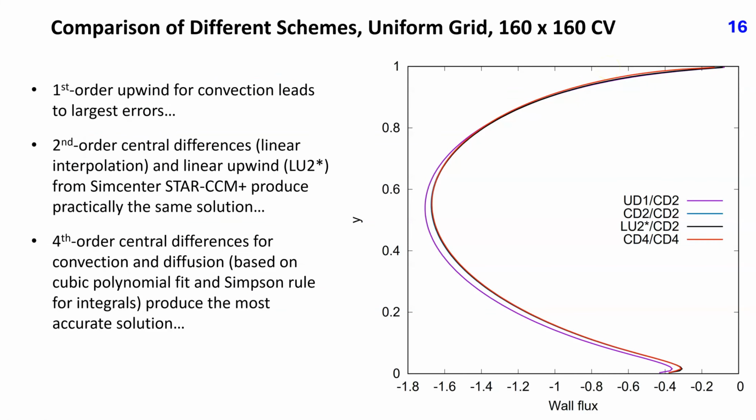Here, solutions from 4 schemes obtained on the grid with 160 by 160 control volumes are compared. The first-order upwind scheme leads obviously to large errors. The solution obtained with second-order schemes, both with the test code, here labeled CD2, and with Simcenter STAR-CCM+, labeled LU2*CD2, fall practically on top of each other. Finally, the use of 4th-order central differences for both convection and diffusion fluxes leads to the most accurate solution, but the difference to the solutions from second-order methods is very small.